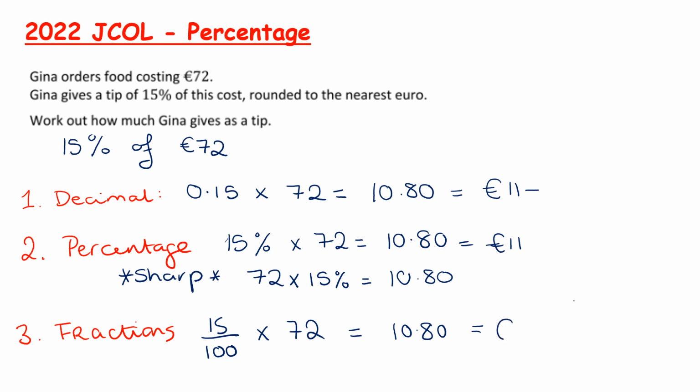So if you want to try and work with this fraction here, that's fine. If you prefer to simplify it, that's also fine. If you're using your calculator, you don't really need to do any simplifying, but you can see that 5 goes into the top 3 times and 5 goes into the bottom 20 times. So you'll get the exact same answer if you do it using the simplified version as well. Whatever way we work, we get the same answer that Gina gives, €11 as a tip.